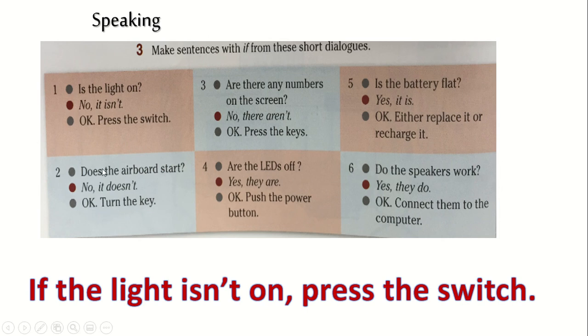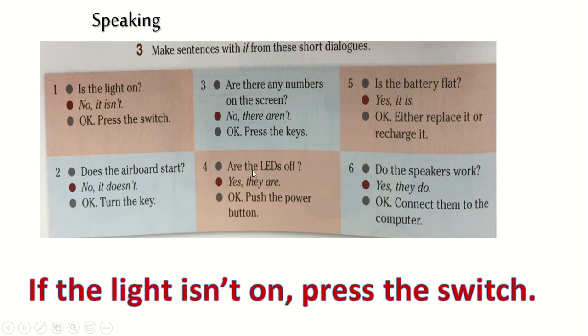Okay, now let's look at number 2. Does the airboard start? No, it doesn't. Okay, turn the key. So, what do you think? Yes, we'll start with if. We'll follow this example. If the, not light here, we use airboard. If the airboard doesn't start, comma, turn the key. Good. Let's look at number 3. Are there any numbers on the screen? No, there aren't. Okay, press the keys. So, if there aren't any numbers on the screen, press the keys.